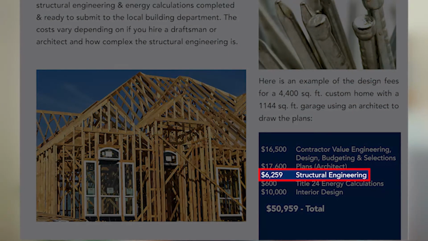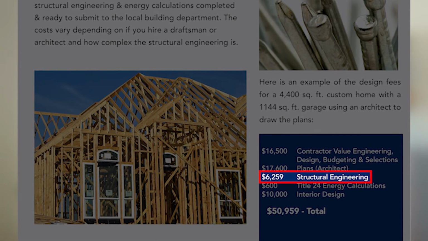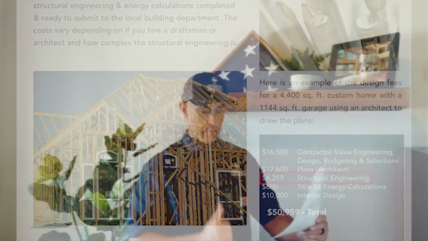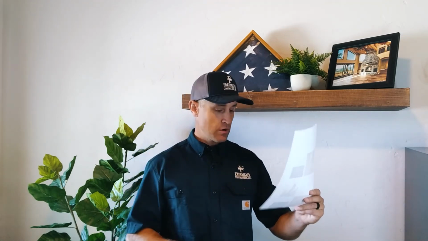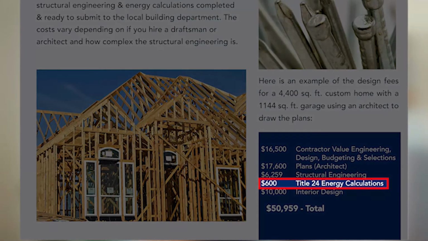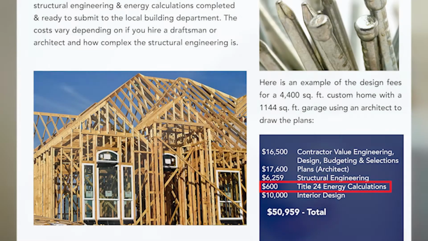Structural engineering, $6,259. And remember, there are porches on these too, so the 4,400 square foot livable area and 1,144 square foot garage is not inclusive of everything that's under roof, so that number is a little bit different. But that $6,259, slab on grade home, typical home would be about $1.25 a square foot, roughly. And then you'll have a larger $600 Title 24 energy calculation fee. Bigger house, it costs a little bit more to get that done.